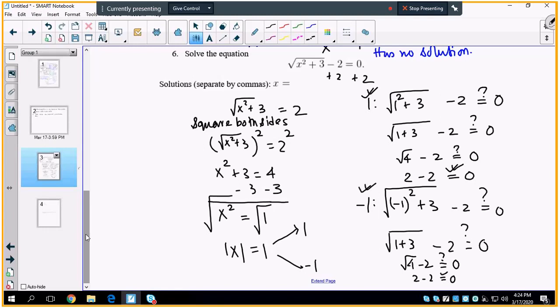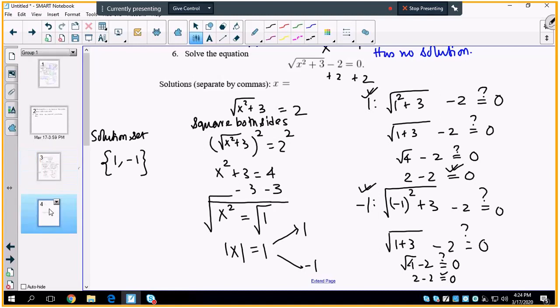So this is one radical equation where we have 2 solutions. So we'll say the solution set for this radical equation is both 1 and negative 1. So I'm going to use the comma separated list and list both solutions in there. Let's see our next problem.